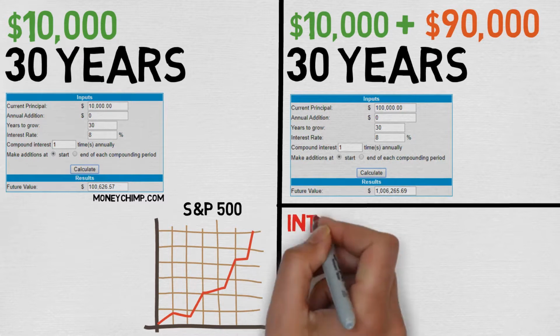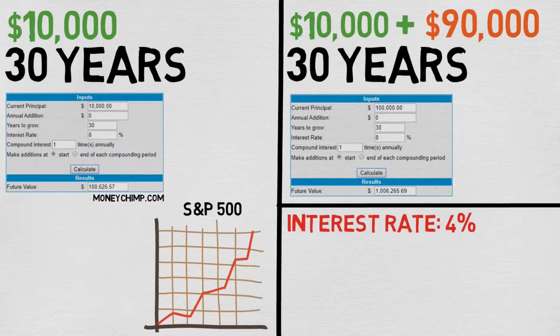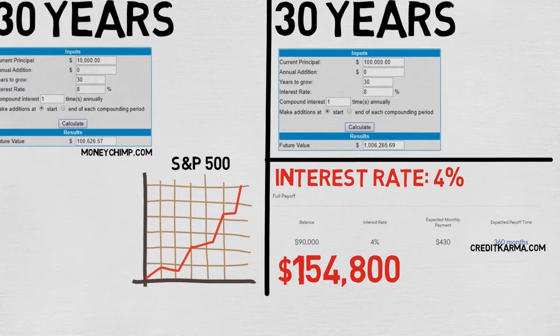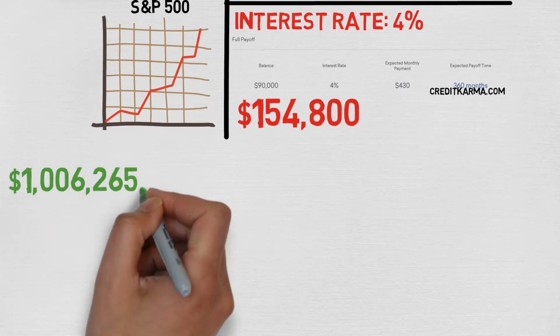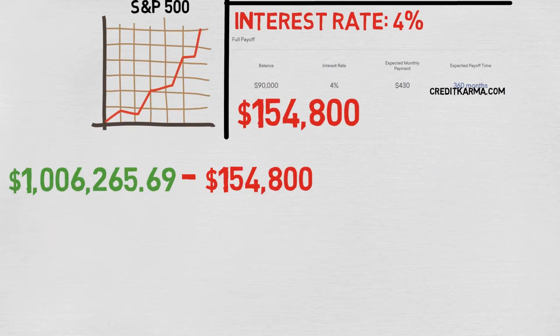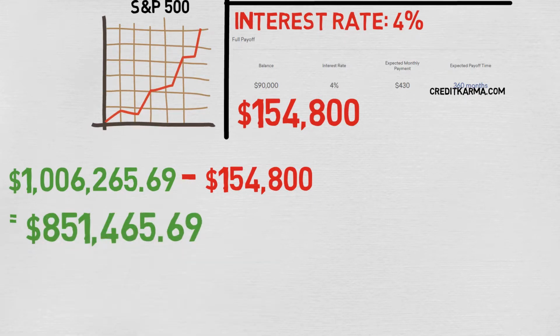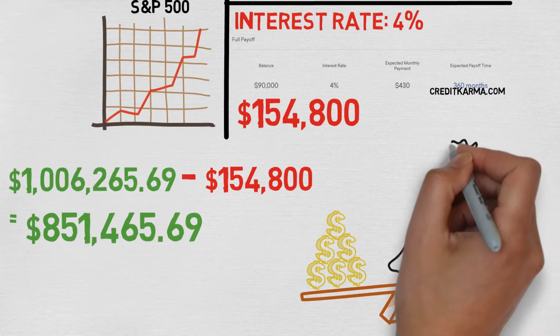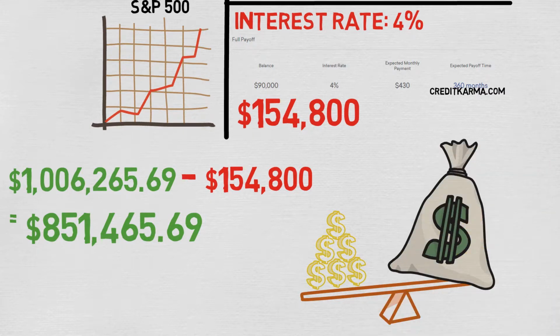Let's say the annual interest rate for your debt is 4% and you decide to pay it off in 30 years. This would mean that you would have to pay $430 a month and $154,800 in total. If we take that away from your profits, you would still have $851,465. So, as you can see, using leverage made $750,000 more in the same time period.